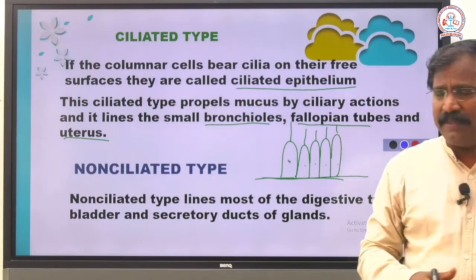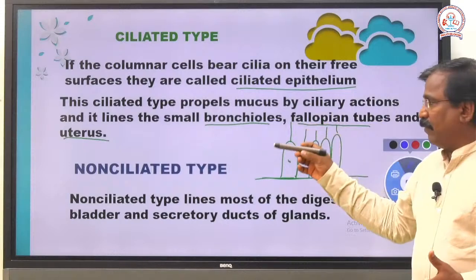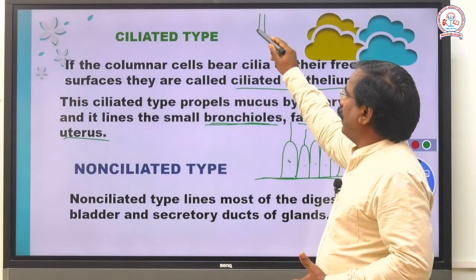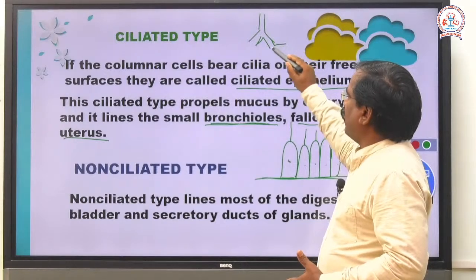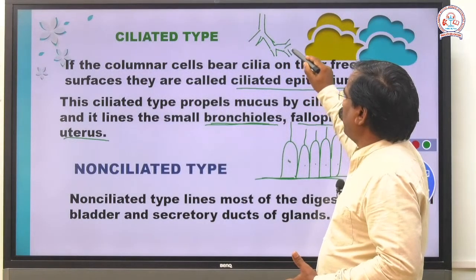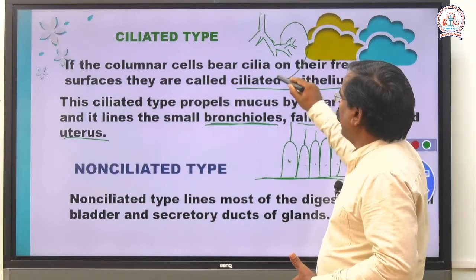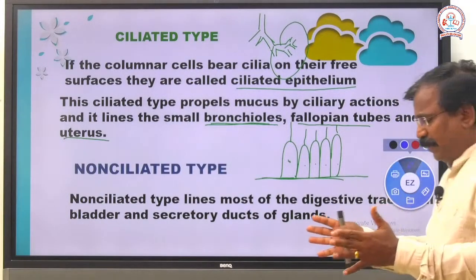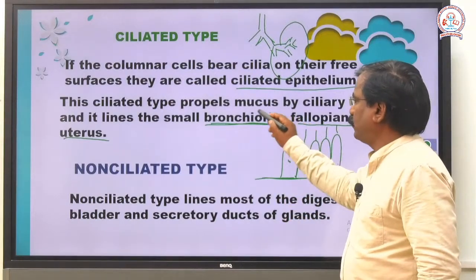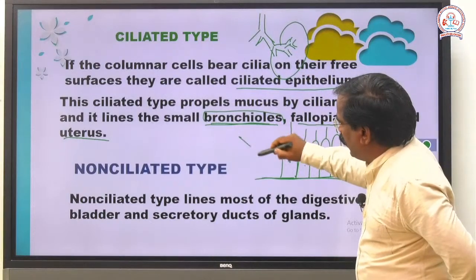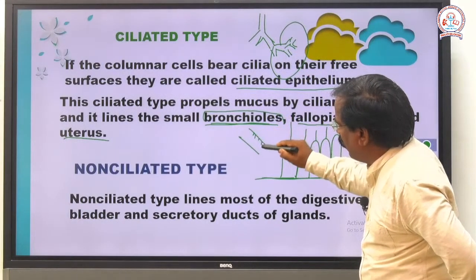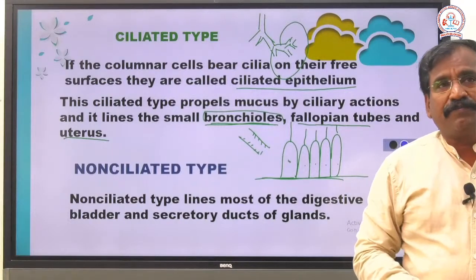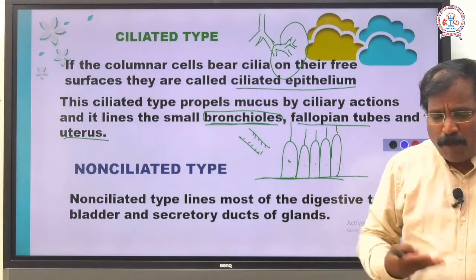It's located in this region. See, in the bronchioles: the trachea is divided into bronchus, further divided into small branches, that is bronchioles. When the bronchus enters the lungs, it is divided into many minute branches that are called bronchioles. So the inner bronchioles are lined with cilia. What is the role? It propels the mucus.